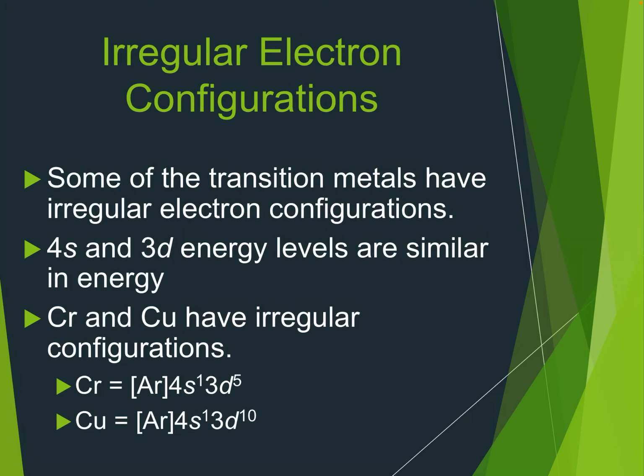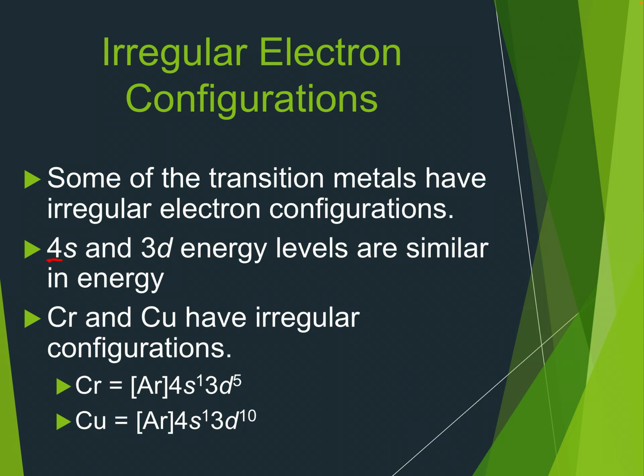So, like I alluded to earlier, some of our transition metals have irregular electron configurations. And this is because the 4s orbital and the 3d orbital are actually really similar in energy. The 4s is farther out. It's in the 4th energy level, a little bit farther away from the nucleus. But the 3d energy level is higher in energy than it should be. So the 4s and the 3d energy levels end up having kind of similar energy, so electrons can go between them.